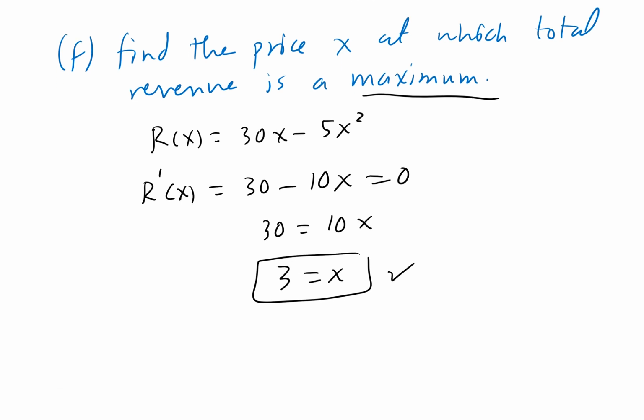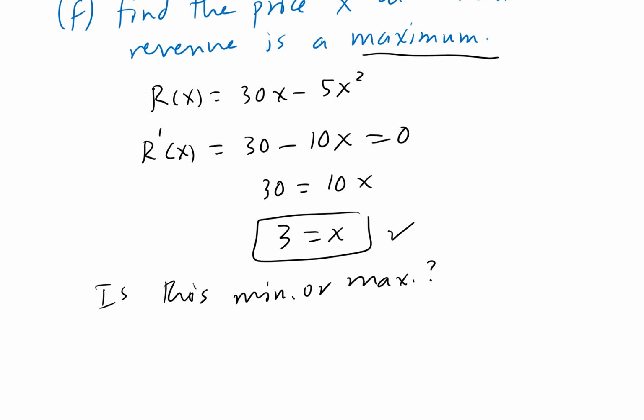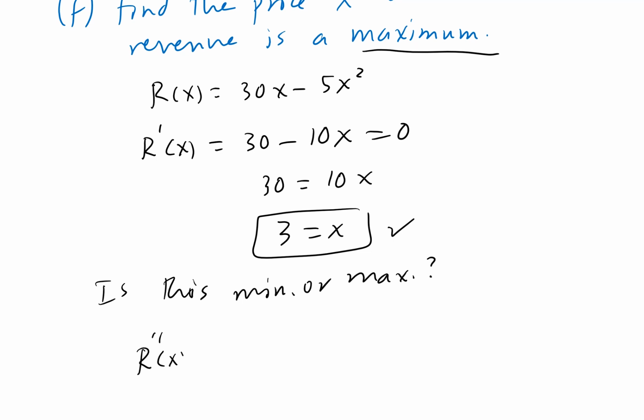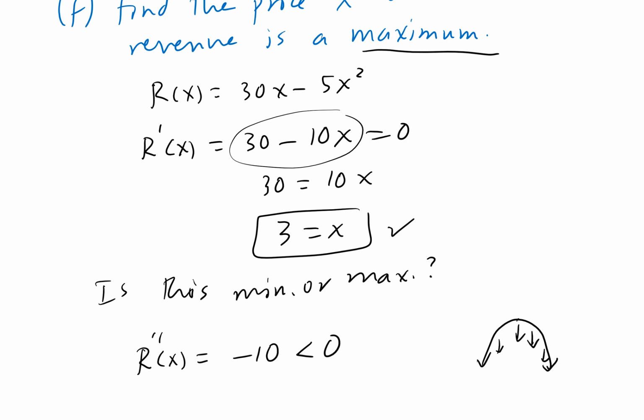Well, remember, when you find R prime and set it equal to 0, that could mean min or max, we don't know. So is this min or max? To check that out, we find the second derivative. That's called the second derivative test. The second derivative of this is 0 minus 10, negative 10. So it's definitely less than 0. Less than 0 means it concaves down. Concaving down means there's a maximum. So that confirms it's a maximum, and that's what we're looking for.